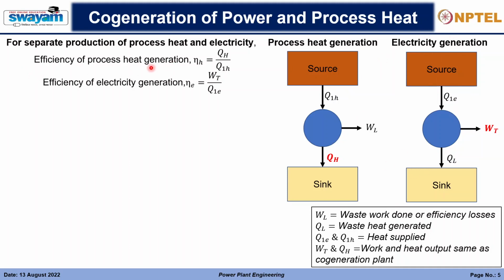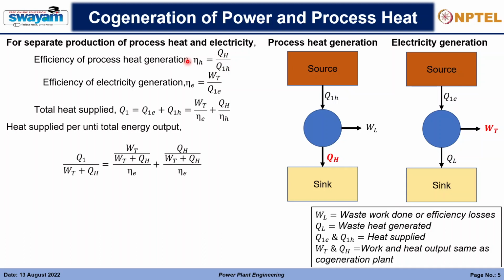The efficiency in both cases: eta H is QH by Q1H. So how can we get that? This was the desired effect in process heat generation, and this was the heat supply. So QH divided by Q1H is the efficiency of process heat generation. Then for electricity generation, we are supplying Q1E of heat, that is why it is in the denominator, and WT is the desired effect. We are producing the electricity, and we are not concerned about QL, the loss to the sink. So the efficiency is how much electricity we can produce by supplying this amount of heat energy. And for process heat, how much heat we can deliver to the heat treatment process by supplying Q1H amount of heat to the boiler. That is the efficiency of process heat generation.